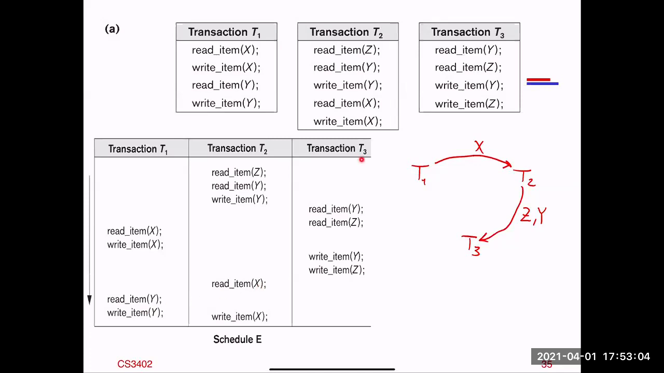And finally, I'm looking at transaction T3. I'm accessing Y here, a read of Y, but here there's a write of Y, so I need to have this arrow here, T1 to T3. Okay, maybe I made a mistake here. Let me just check T2.